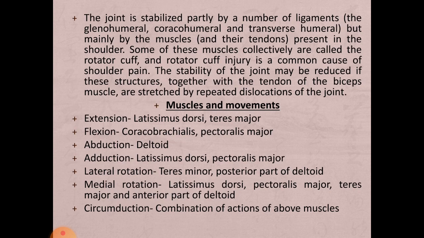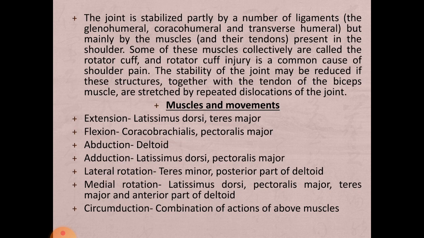Next, we will talk about the movements around the shoulder joint and all the muscles that are responsible for the movements. As we know that this is a ball and socket type joint, it is a multi-axial joint, meaning it will allow movements at various axes. So there can be extension, flexion, abduction, adduction, lateral rotation, medial rotation, and circumduction at the shoulder joint. And there are various muscles involved for these movements.